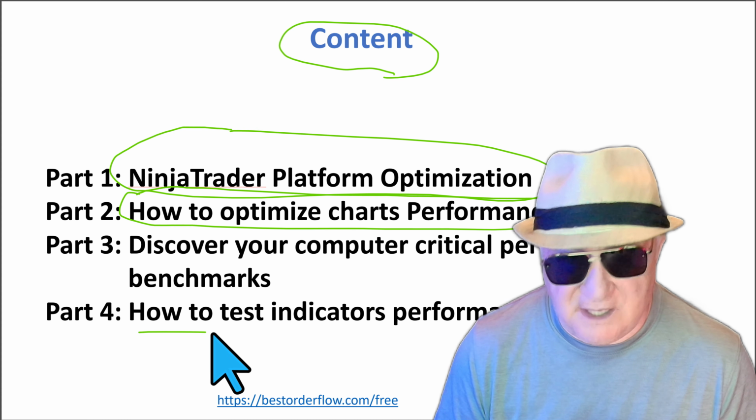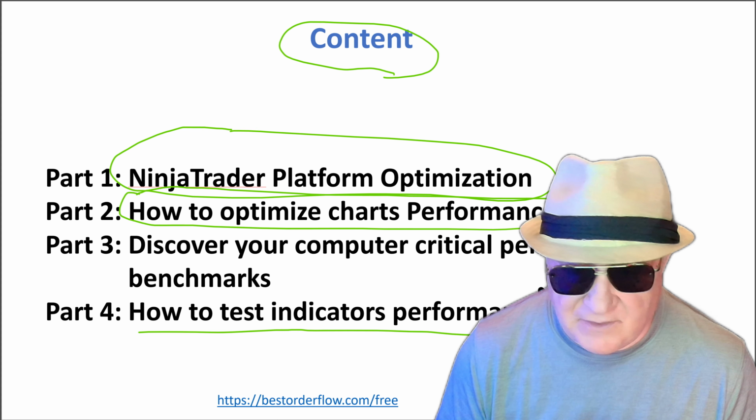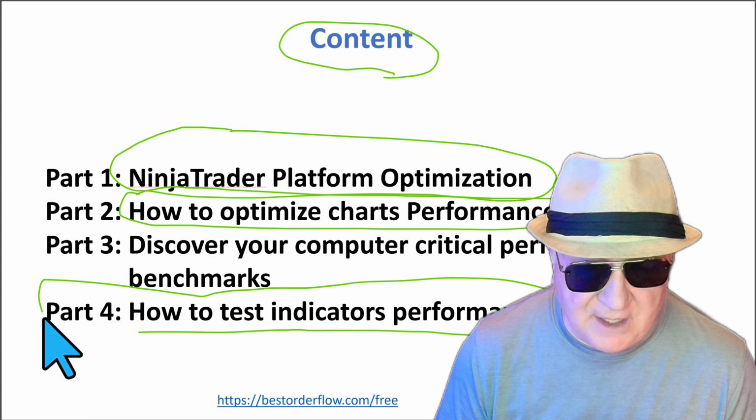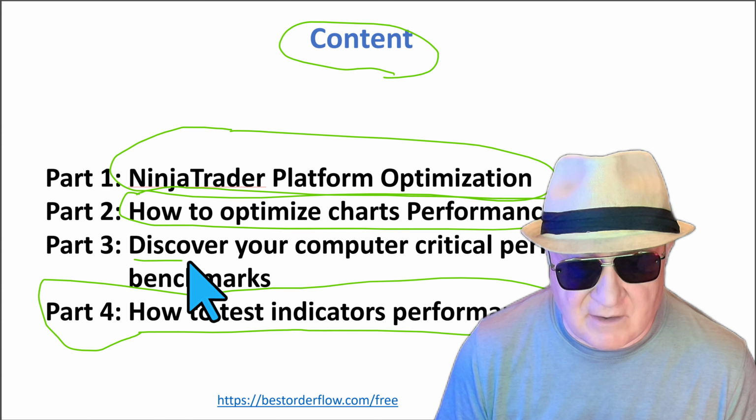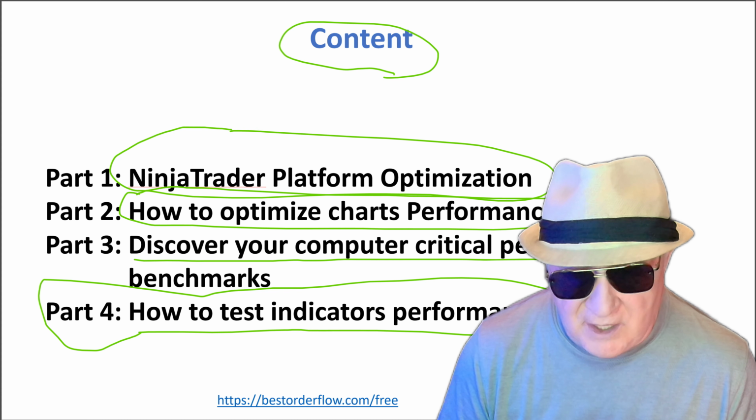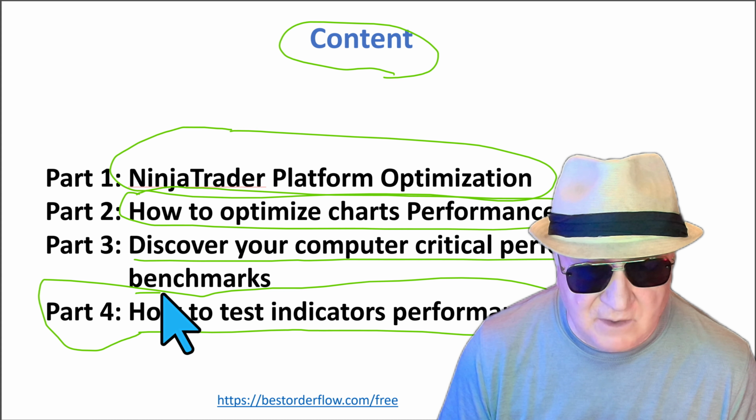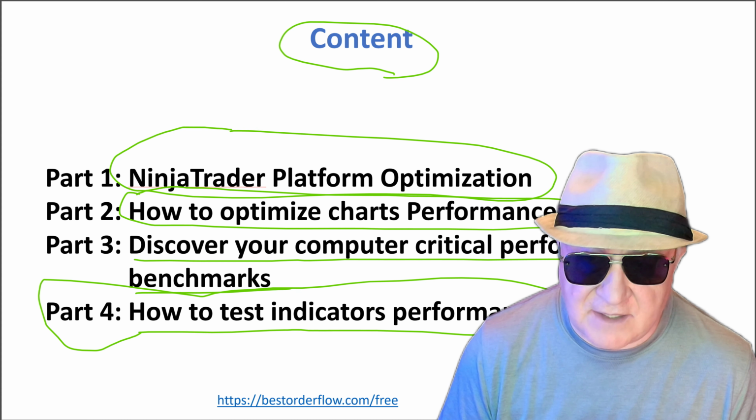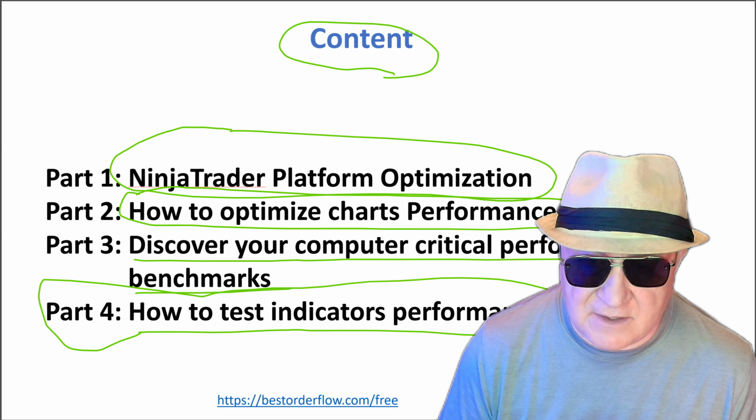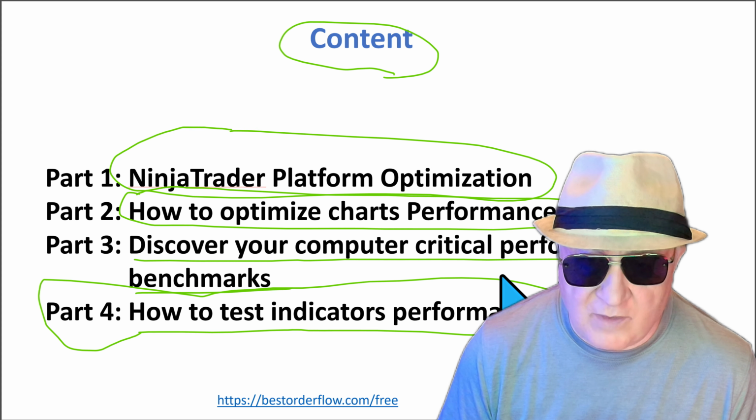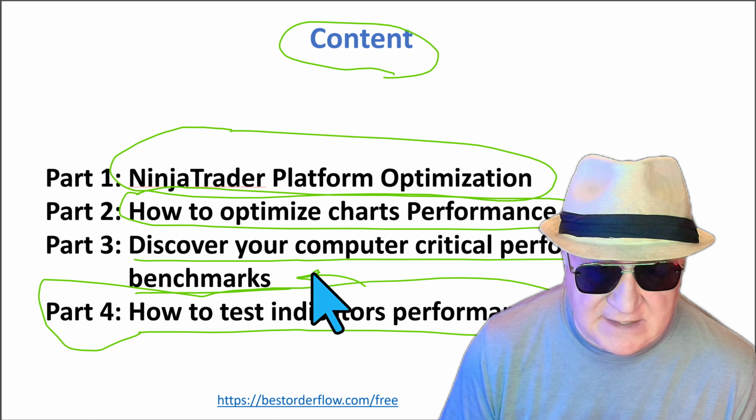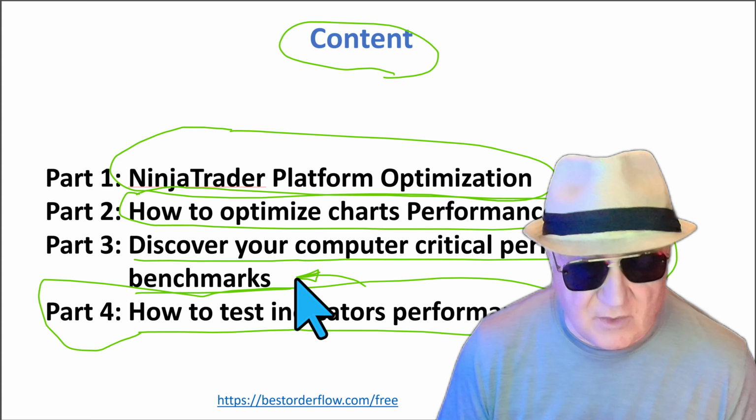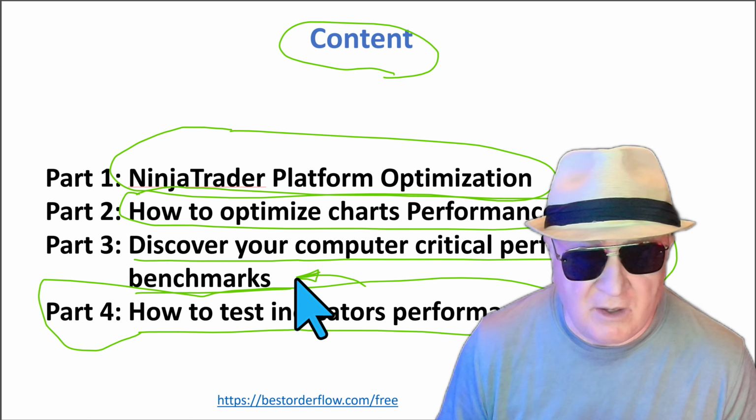Before we test any indicators, how useful they are, and what kind of resources they consume from our CPU, we need to discover your computer's critical performance benchmarks. Because when you test the indicators, you're going to compare them with your benchmarks, what is good for your computer, and you don't want to exceed those benchmarks or load your CPU more than you should.